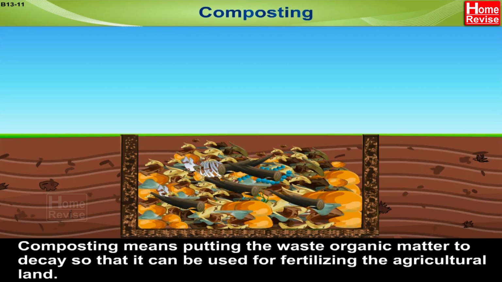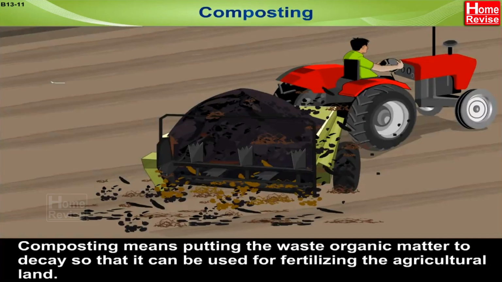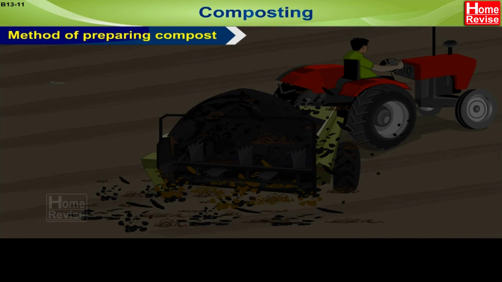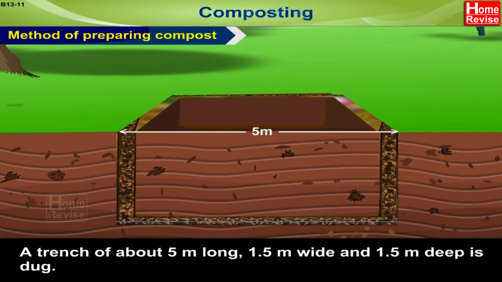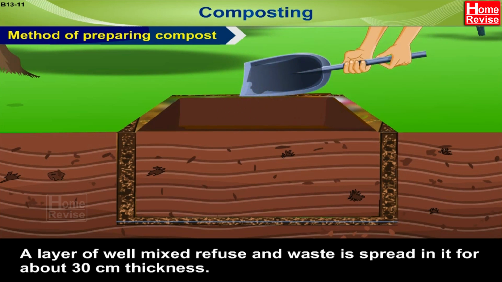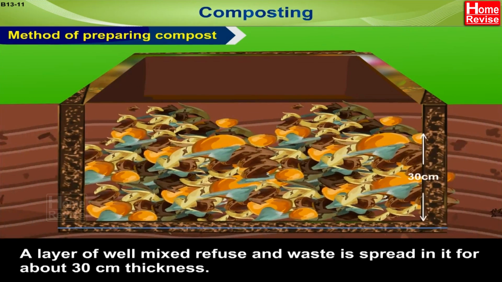Composting. Composting means putting the waste organic matter to decay so that it can be used for fertilizing the agricultural land. Method of preparing compost. A trench of about 5 meter long, 1.5 meter wide and 1.5 meter deep is dug. A layer of well-mixed refuse and waste is spread in it for about 30 centimeter thickness.